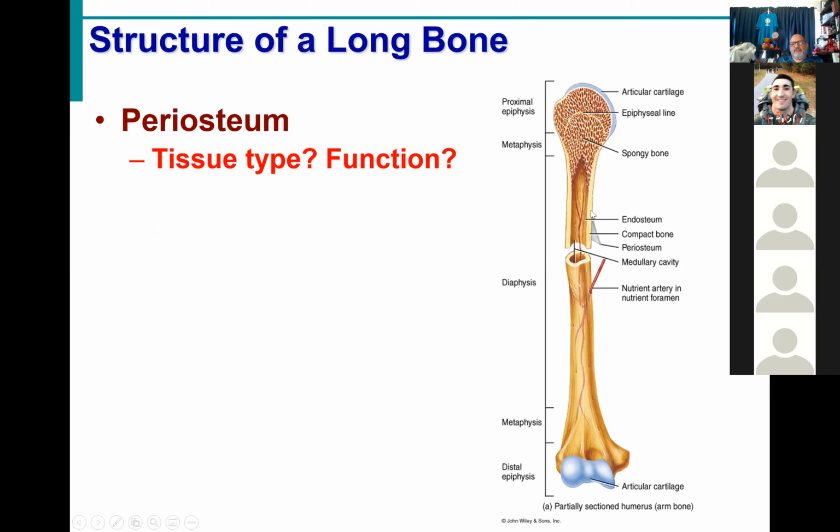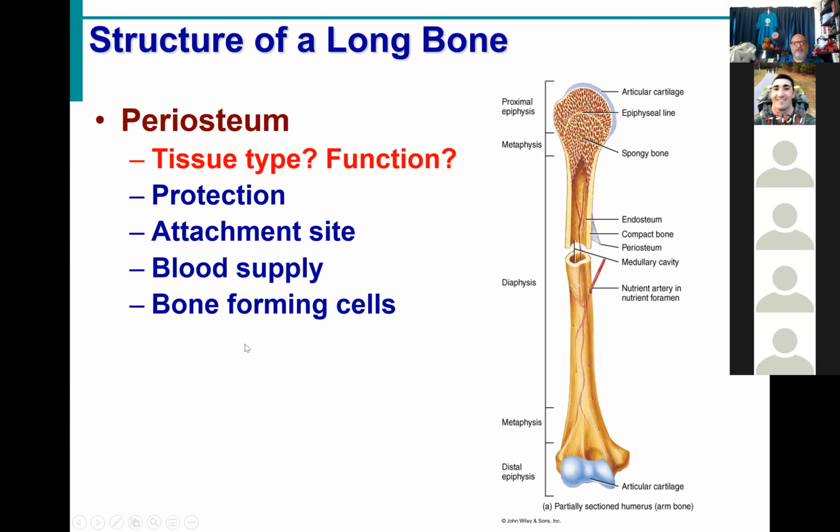We have a periosteum on the outer surface, which is that dense irregular connective tissue. And remember, we talked about it having three functions. It houses the immature cells and blood vessels, acts as an attachment point for tendons and ligaments, and protects the bone.